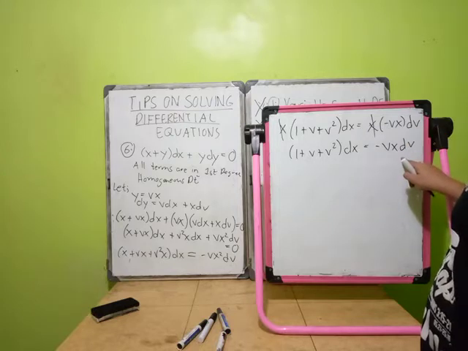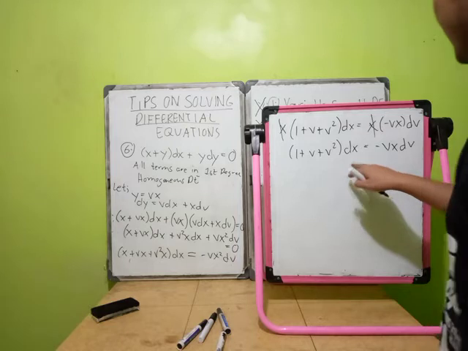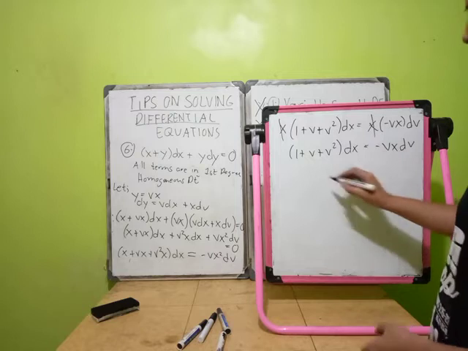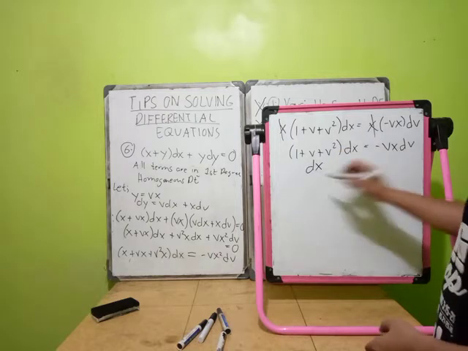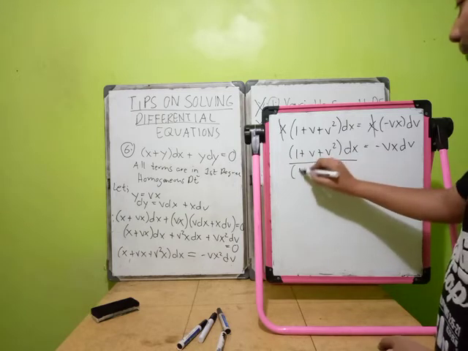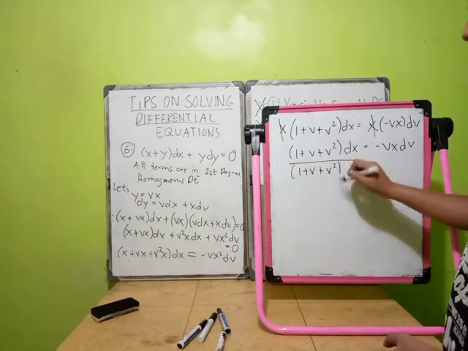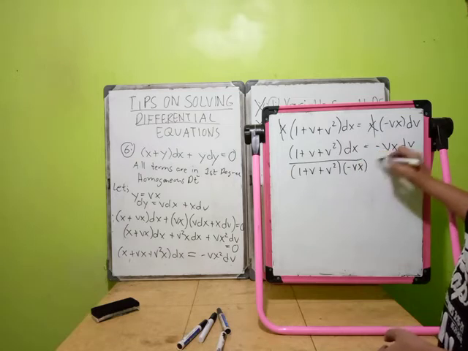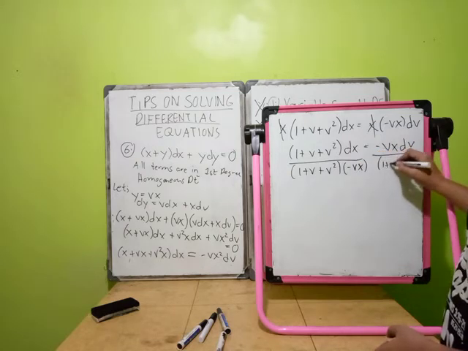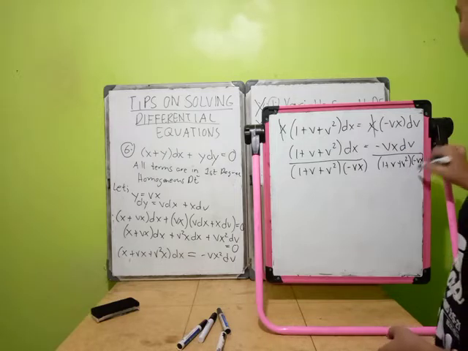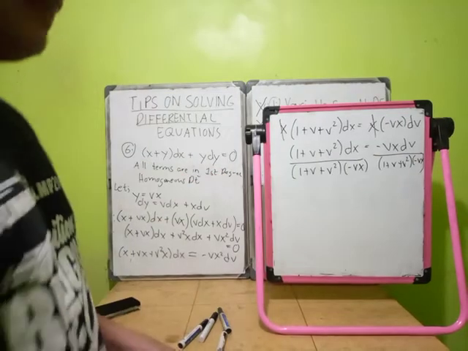So anong magagawa natin dito? Okay, so pwede na nating i-cross divide. Okay, so magiging ano to, dx over, okay, hindi pala. So i-divide ko to by 1 plus v squared para matanggal to, malipat dito. And then i-divide ko rin to by negative vx. Ito din, 1 plus v squared negative vx. Okay, pareho ko silang i-divide ng the same term.